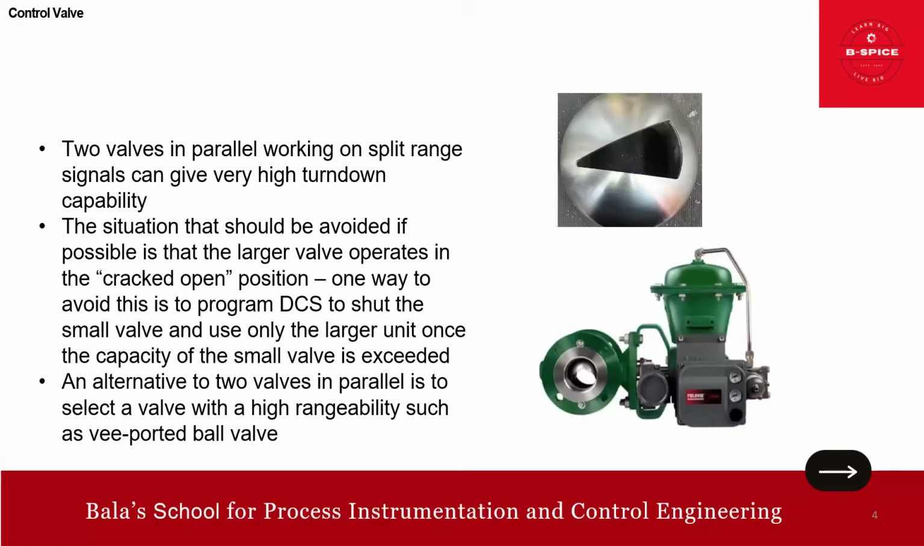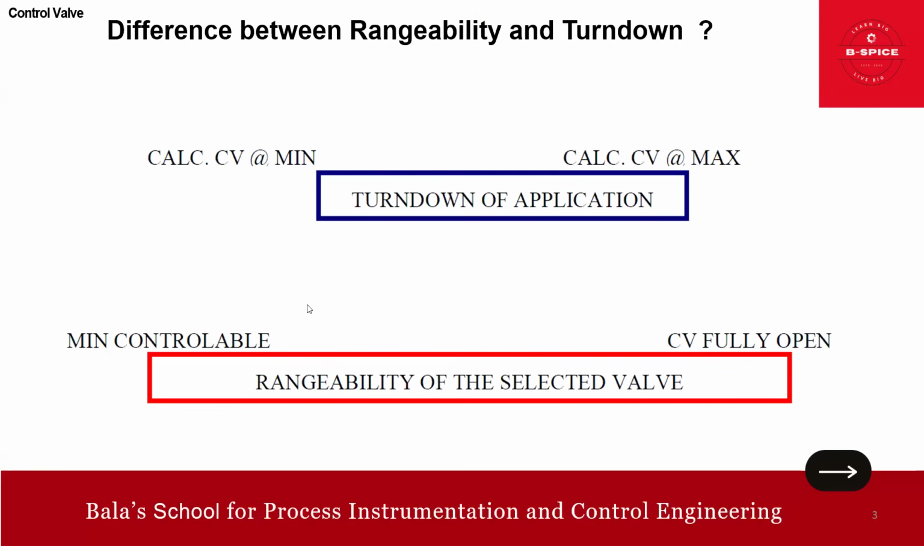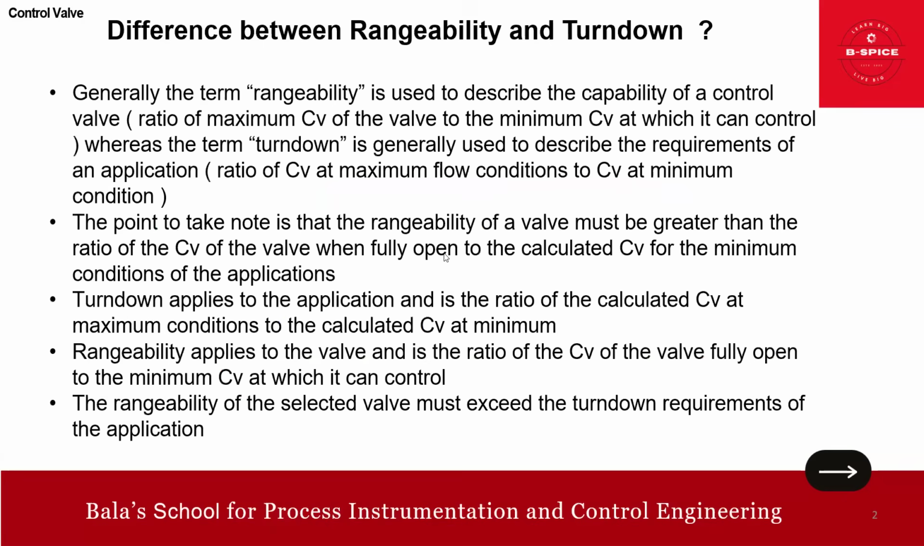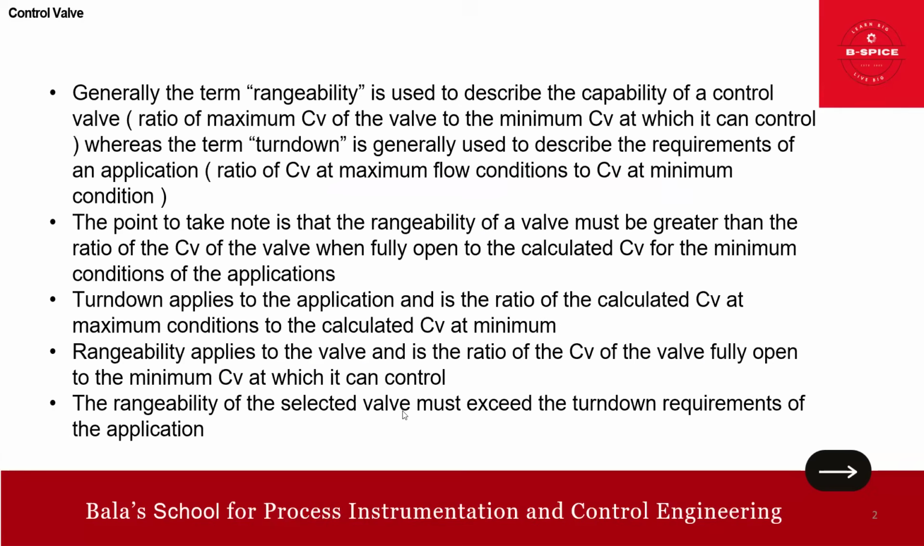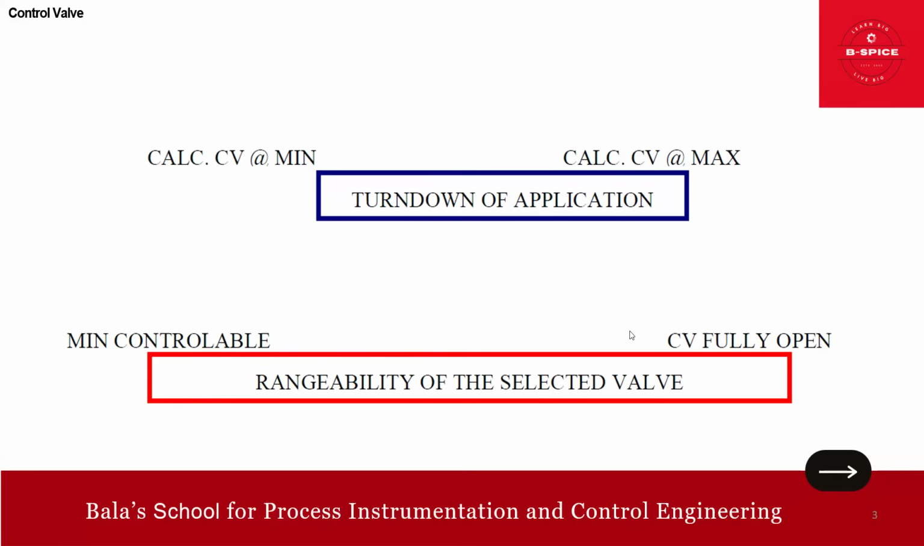This is what, friends? Very simple. You see here, this is the rangeability of the selected valve. You see, minimum controllable CV, fully open, right? And turn down, this is what? Calculated CV at minimum, calculated CV at maximum. So this is the turn down. So this is the capacity, and this is the application. You got it? So rangeability must be greater than the turn down. Got it, friends? So I'm just supporting the statement here. Rangeability of the selected valve must exceed the turn down requirements. Okay, good to go.